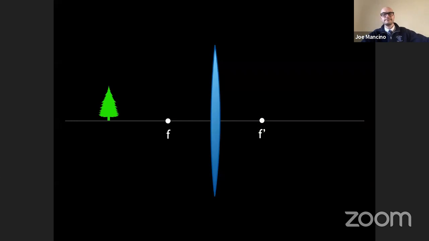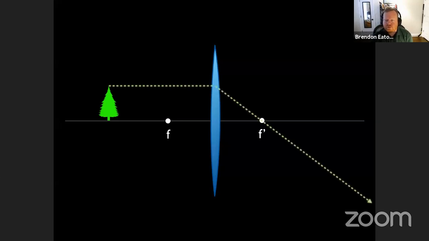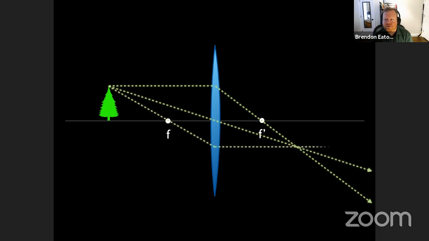All right, the second object that we'll deal with looks like it's at 2F. Correct me if I'm wrong, Mr. Mancino. I believe it is a little bit further than 2F. Okay, we are not at 2F yet. Okay, same thing as before. You start parallel to the axis, down through the focal. Straight through the middle, and down through the focus, then parallel. And the image that you see on the right-hand side is still a little bit smaller than the object, and it's also inverted.